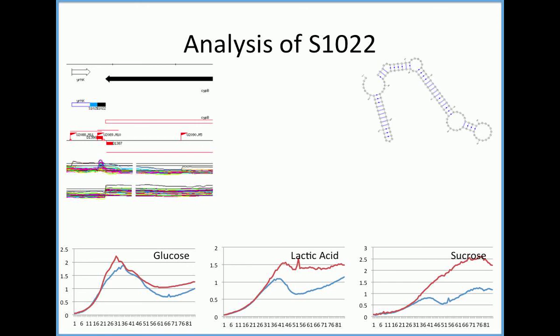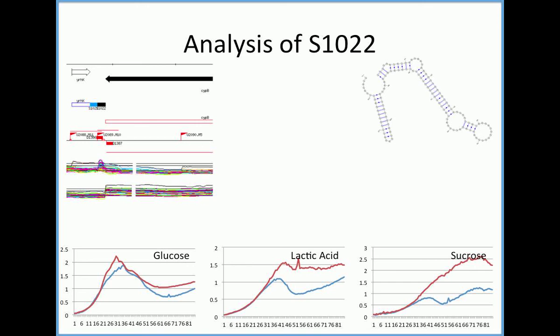And when we knocked it out, we spotted this. So the red is the S1022 deletion mutant, and the blue is the wild type. And when we grew it under different carbon sources, you can see that exponential phase is extended and that it has trouble getting into the stationary phase compared to the wild type.